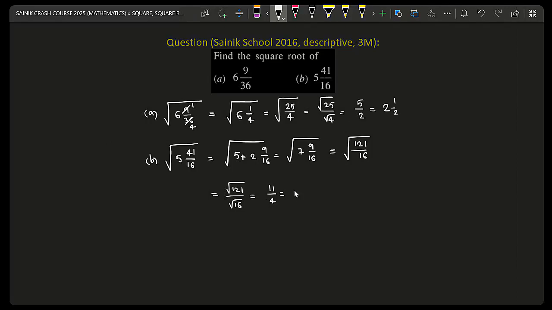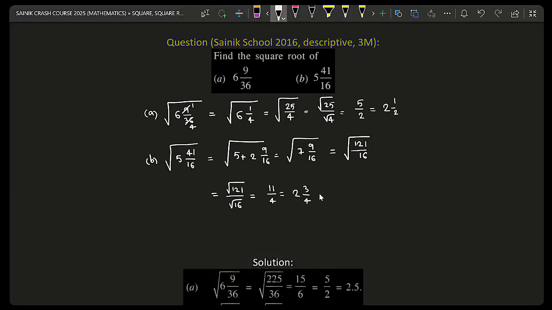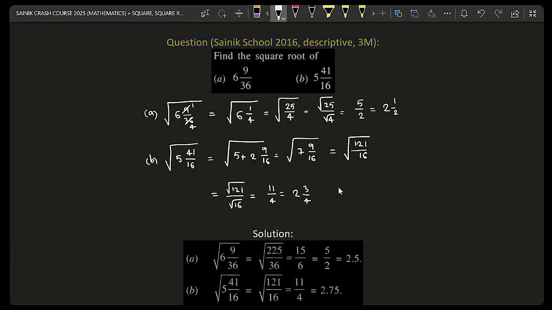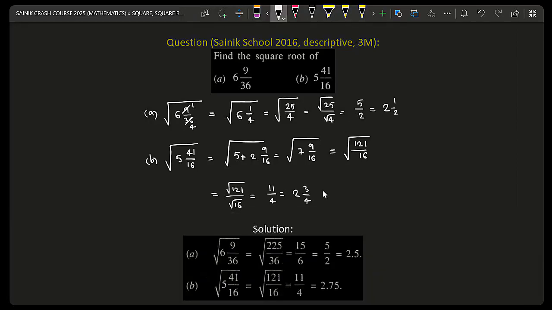Okay, if you want to write it in mixed fractional form, what is the answer? Sir, 2 3 by 4. 2 3 by 4. Very good, Abhiday. You can mute yourself. Okay, sir. In the textbook solution, they converted into decimals also. You can also convert into decimals.